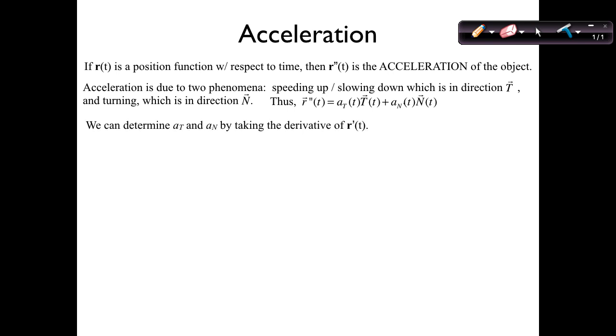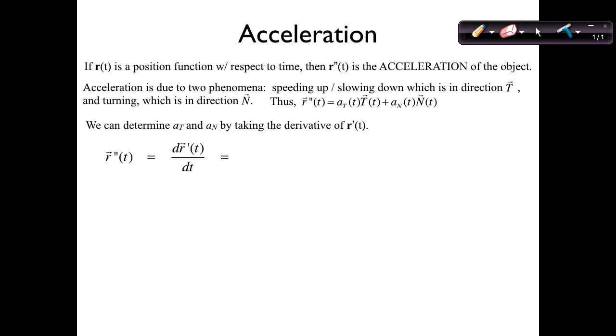So what we're after here is the tangential acceleration and the normal acceleration functions. We know what the T and the N functions are, so we want to figure out what these functions are. We can do that by taking the derivative of the first derivative, right? The derivative of r prime. So r double prime is going to be the derivative of the r prime function.